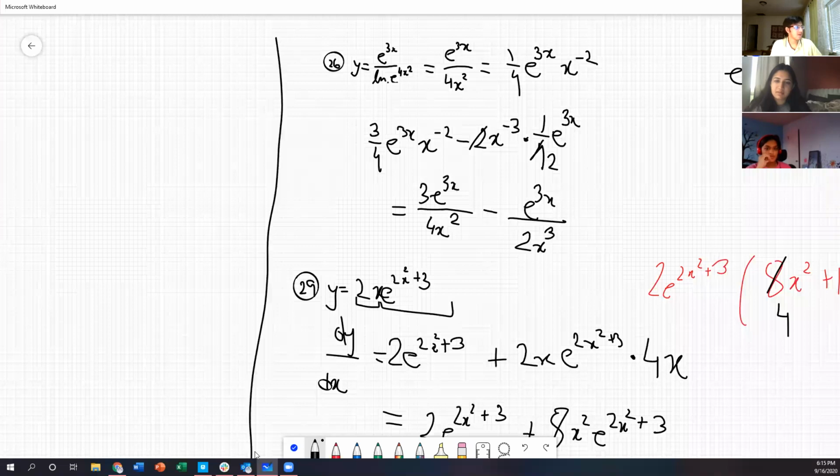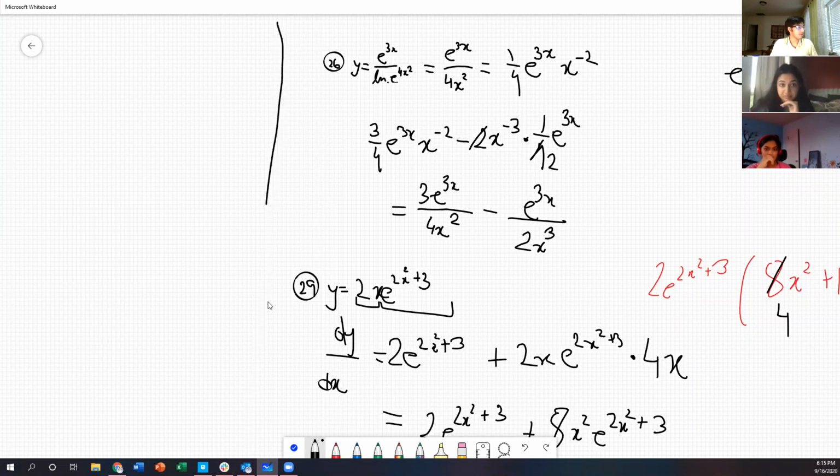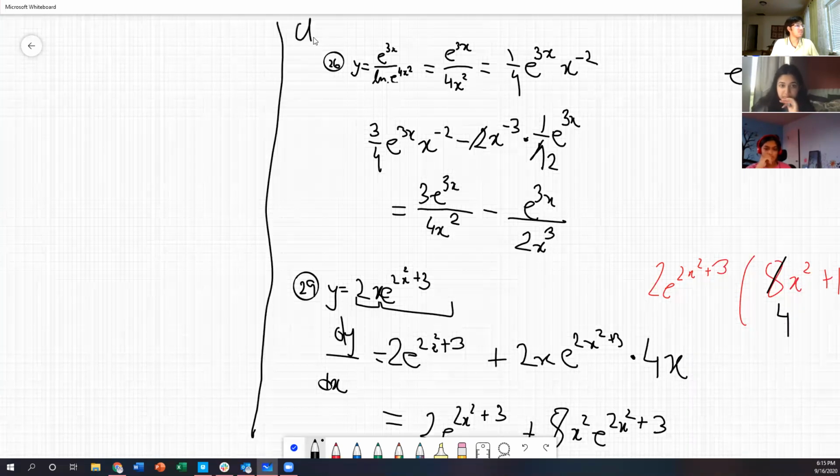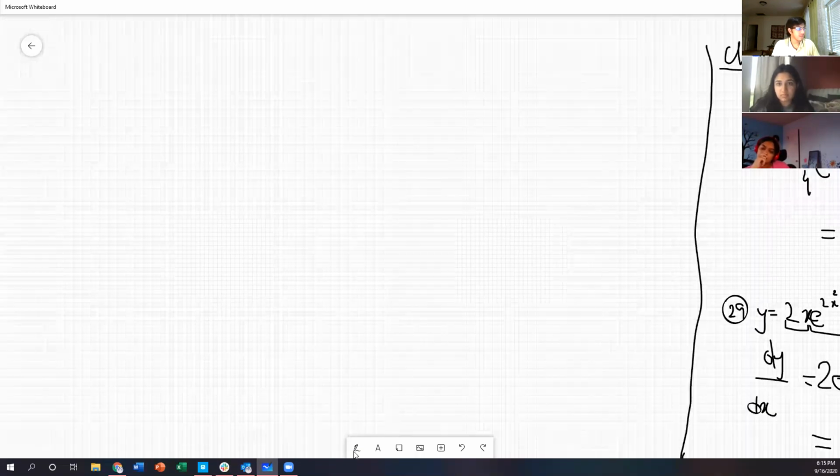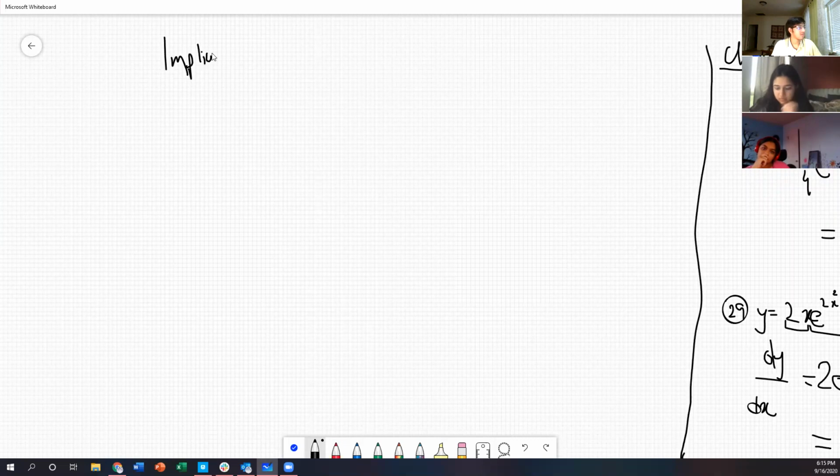So this right here is, let me make it a little bit bigger. This is chain rule right here. And then we want to go over here and let's look at implicit differentiation.